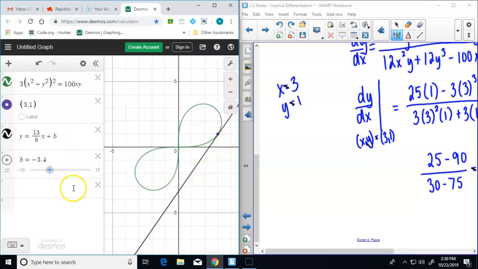As you work on your homework, you're welcome to check your work with Desmos by just graphing it and then seeing if it makes sense that your slope is right. Because if we had gotten negative 7 for our slope of the tangent line, obviously that has a positive slope there, so it wouldn't be correct. Okay, questions?